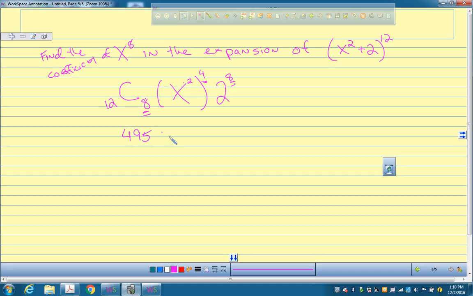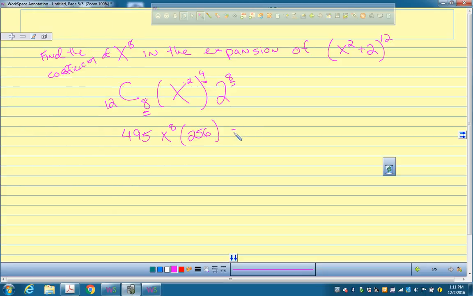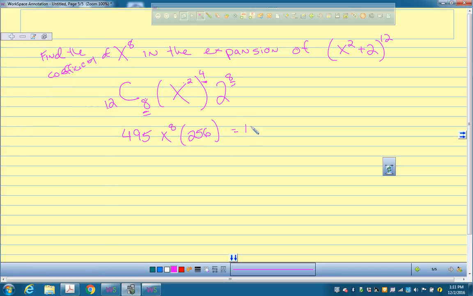X to the 8th. 2 to the 8th is 16, 32, 64, 256. Is that right? 256. So the coefficient of this term is going to be 256 times 495, right? Which is 126,720. So 126,720 x to the 8th.